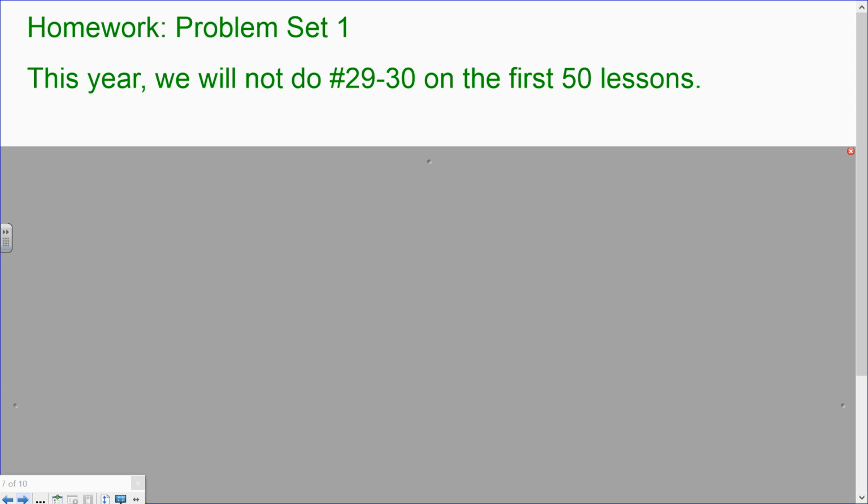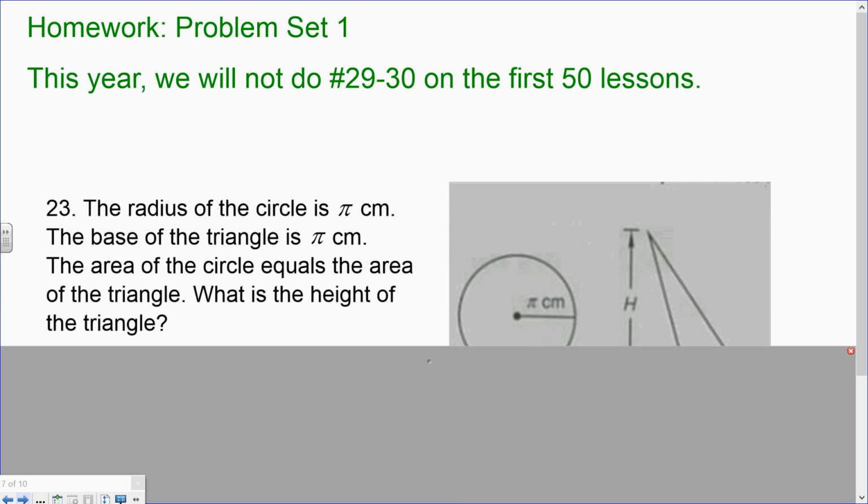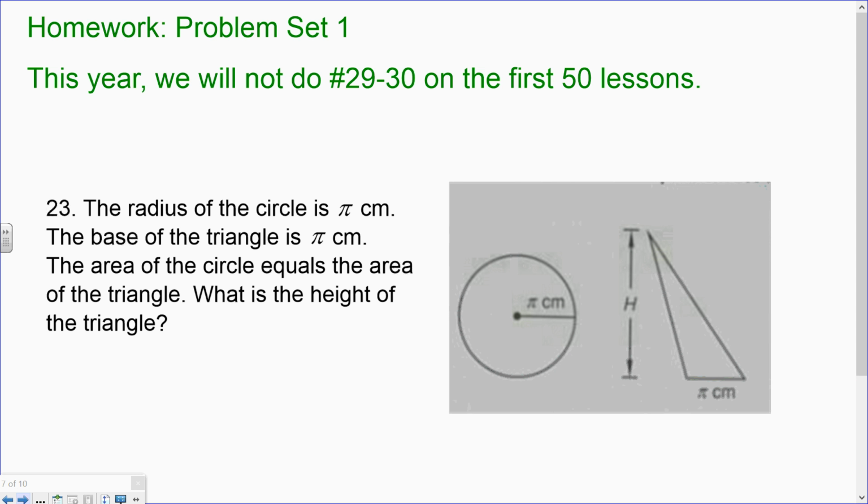So let's start together with, we'll do a few of the geometry ones together. Let's start off with number 23. And so you can open up your book and see it. You can also see it here on the screen. We have a radius of a circle, which is pi. So we've got that labeled right here. This radius is pi. The base of the triangle is also pi. And then they tell us the area of the circle equals the area of the triangle.